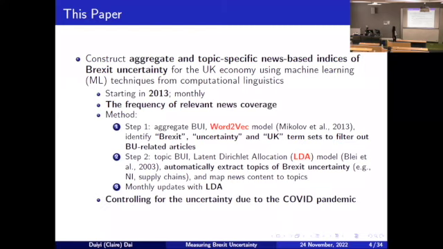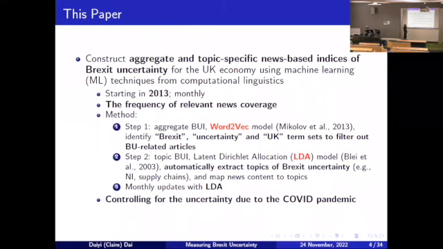Okay, so our indexes start from 2013, and are monthly. The main idea behind our indexes is that we use the frequency of relevant newspaper coverage to proxy for the indexes. So basically, the machine learning model helps to find the relevant newspaper coverage. Okay, so basically our methodology has 2 steps.